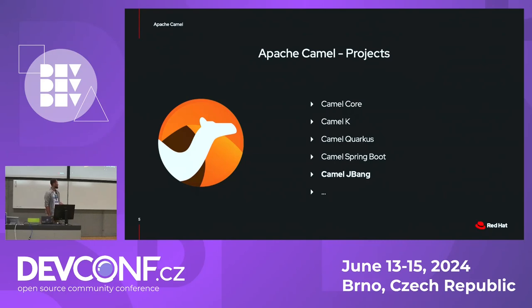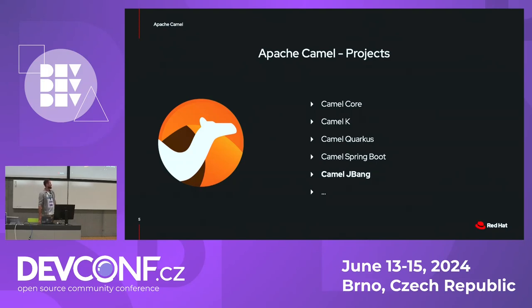Then there is the Camel K project, which is optimized for Kubernetes. So it allows you to orchestrate the deployment of integration and working with integrations on Kubernetes. So basically, it's about cloud native running of integrations inside Kubernetes.